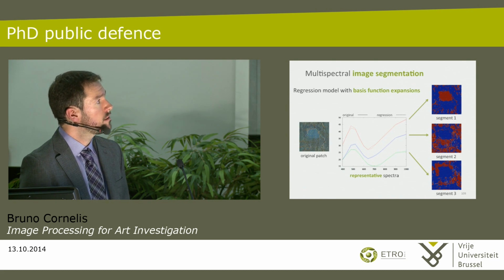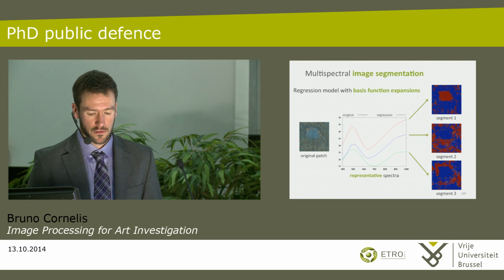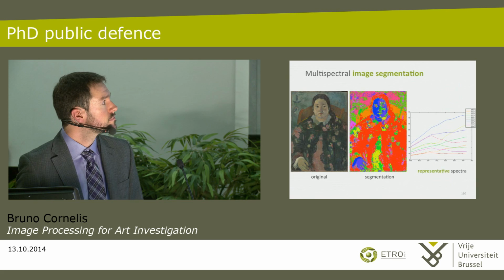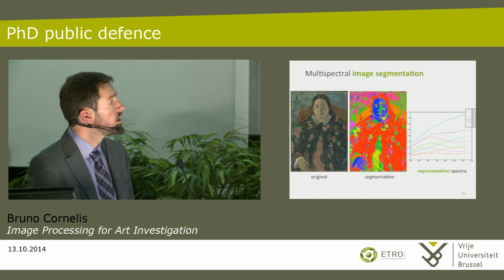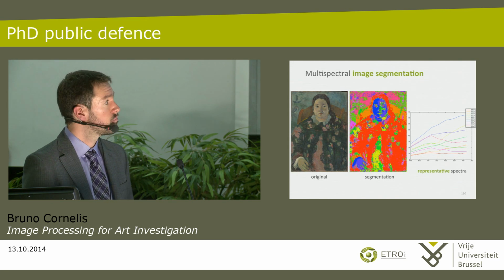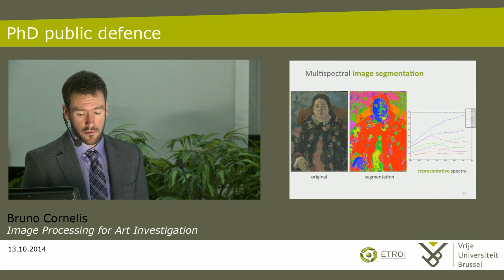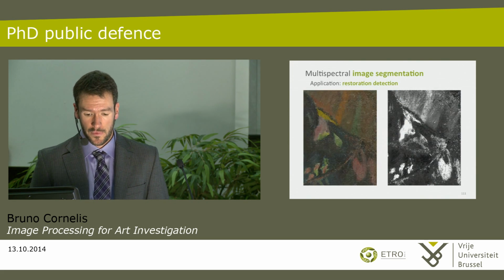decided that there were three main different types of green, so three segments of green, and these are the representative spectra in the electromagnetic spectrum. If we apply the algorithm on the entire painting, you can see that the algorithm decided there are three main colors, three important colors that make up the painting, together with the respective spectra again.